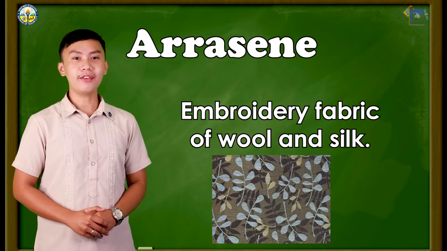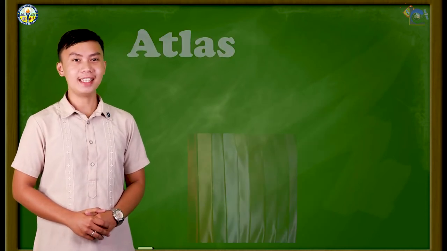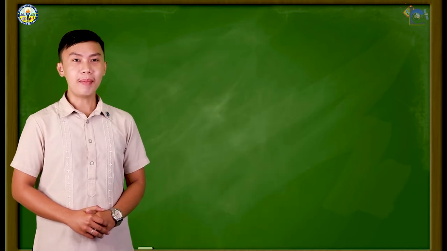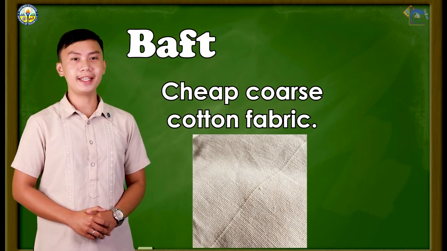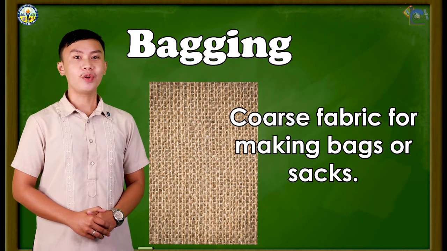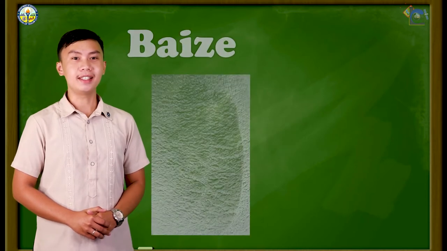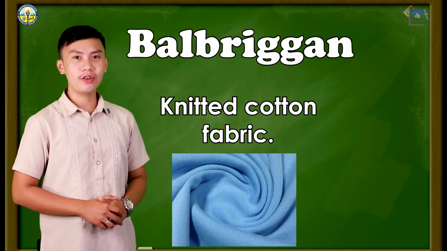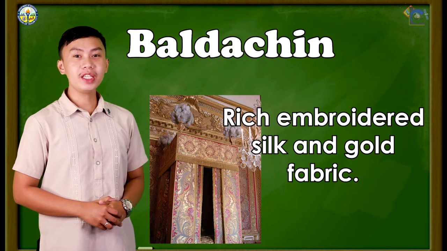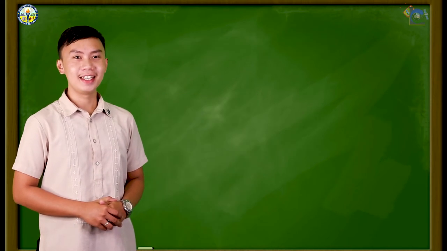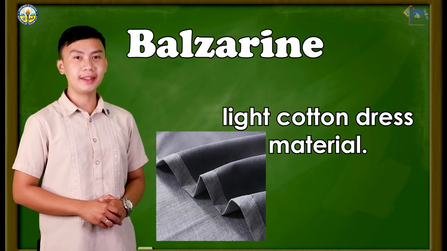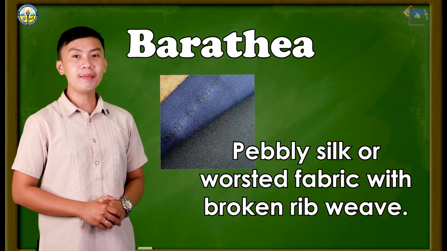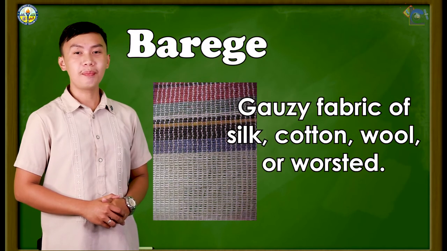Aracine, embroidery fabric of wool and silk. Atlas, rich satin fabric. Baft, cheap coarse cotton fabric. Bagging, coarse fabric for making bags or sacks. Baize, coarse napped cotton or wool fabric. Balbriggan, knitted cotton fabric. Baldachin, rich embroidered silk and gold fabric. Balzarine, like cotton dress materials. Barathea, pebbly silk or worsted fabric with broken rib weave. Barege, gauzy fabric of silk, cotton, wool, or worsted.